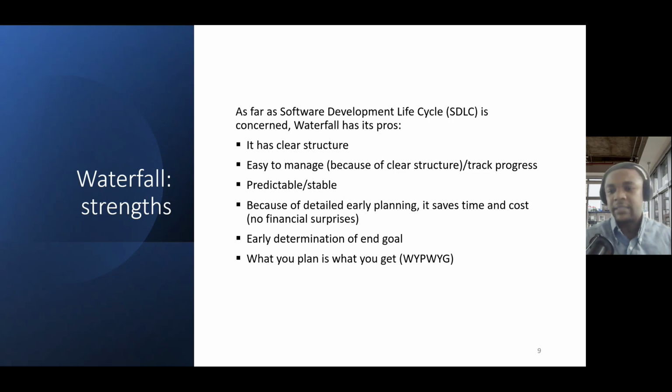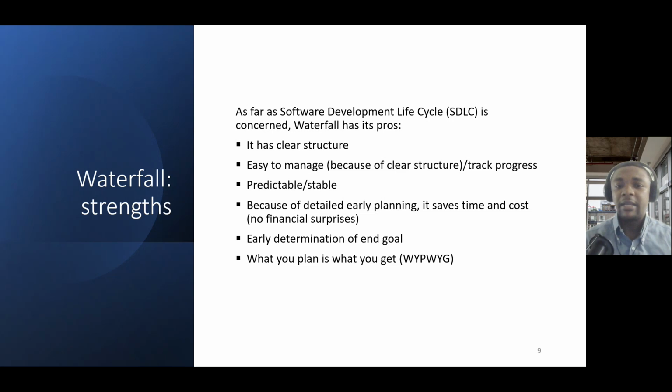Very predictable, and it mostly works in a very stable environment, which is in contrast to Agile. Agile works perfectly in an unpredictable environment. We don't really have every requirement, so that's Agile for you.